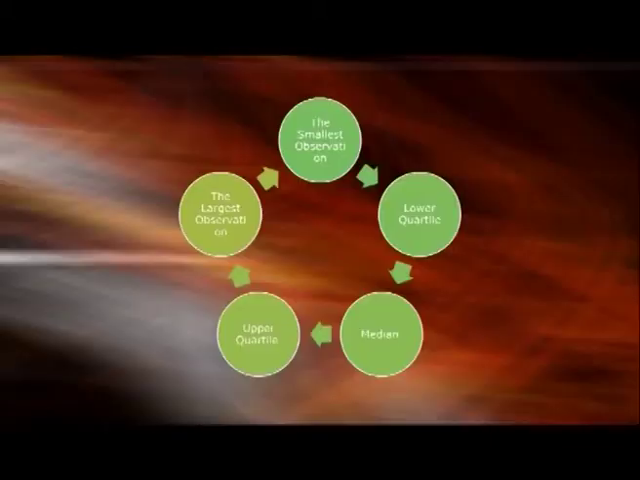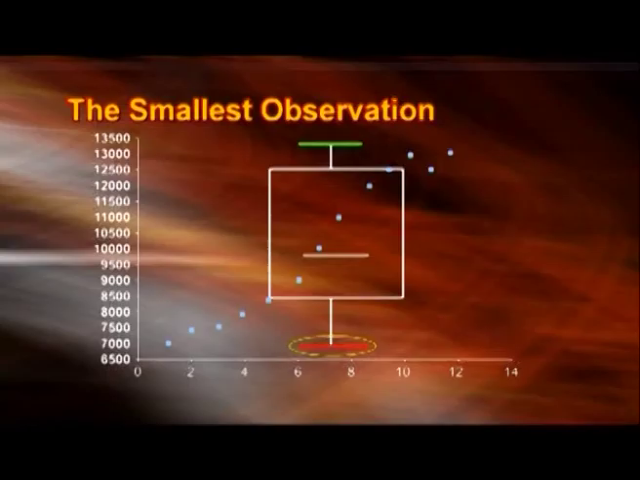Boxplots are depicted using the 5-number summaries of numerical data. These summaries are the smallest observation, lower quartile, the median, upper quartile, and the largest observation. Now, let us know each summary. The smallest observation. This is the smallest data point in the data set and called as the minimum value of the data set. It is the first value in an ordered set of data.